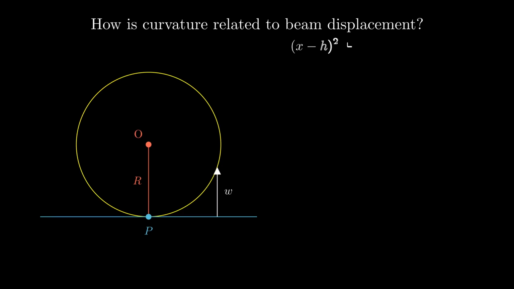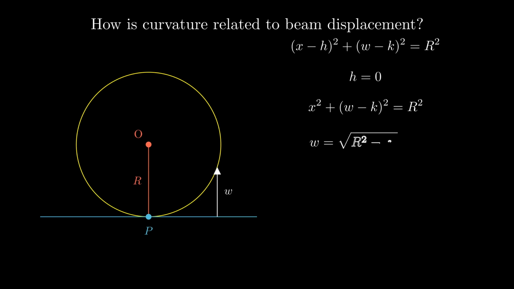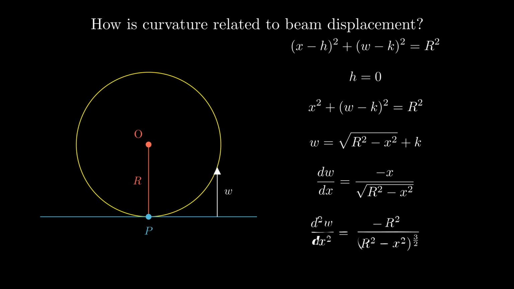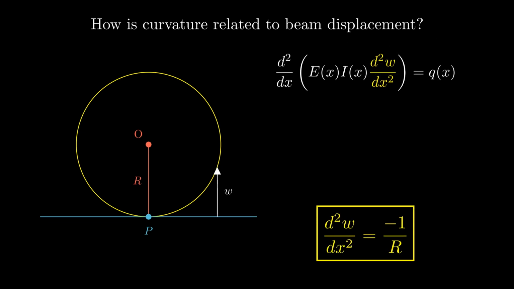With that in mind, now we can think of the equation of a circle as x minus h squared plus w minus k squared equals r squared, where h equals 0 and point P is set to 0, 0. This means that k equals r. Next, we can solve for w and take the derivative with respect to the beam axis x. Now we once again have the slope of our beam, but represented as a circle this time instead of a triangle. Then we can take one more derivative, d squared w over dx squared, and we can assume that we are assessing the double derivative of w with respect to x, where x equals 0. This eventually gives us negative 1 over r, which, it turns out, is also our definition of curvature, which we use in the Euler-Bernoulli equation.